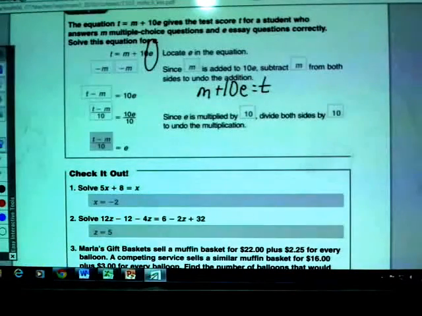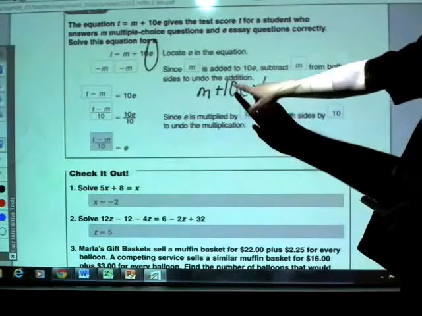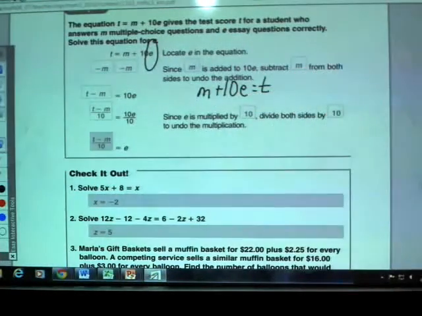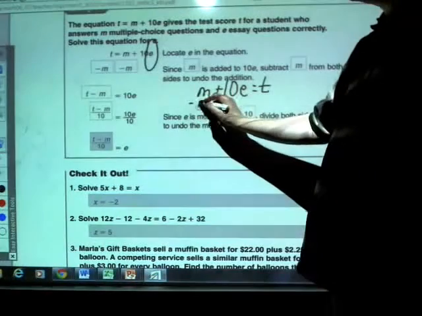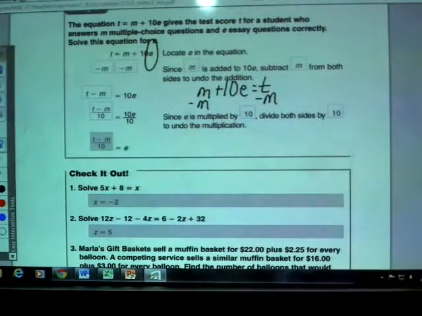Now we know the thing that's directly connected to the variable by multiplication always goes last. So the 10 is going to go last, which means m has to go first. So I'm going to move m by doing the opposite. I'm going to subtract m from both sides. M there is a positive. The opposite of a positive is a negative, and negative looks like subtraction.